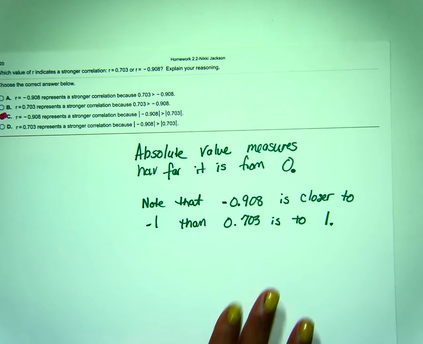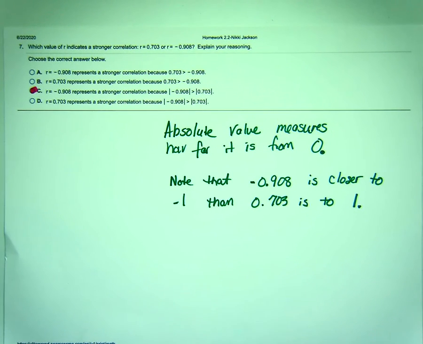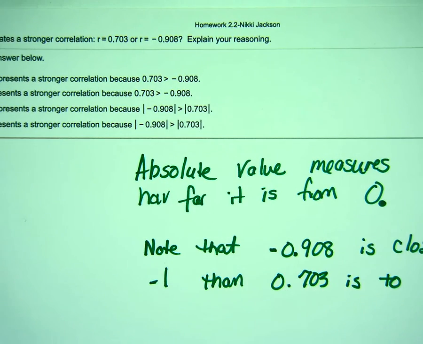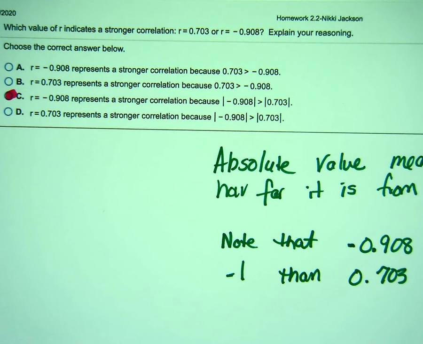Your next one is coming back to dealing with absolute value. In regards to your absolute value, remember that it's measuring how far away it is from 0. So again, how far away it is from 0. With these particular two numbers that we're using now, let me zoom in so y'all can see it. It's going to be 0.703 and negative 0.908. Notice how your answer choice is C. Negative 0.908 represents a strong correlation because the absolute value of that is greater than the absolute value of 0.703.